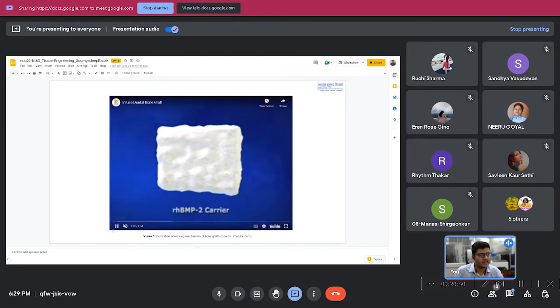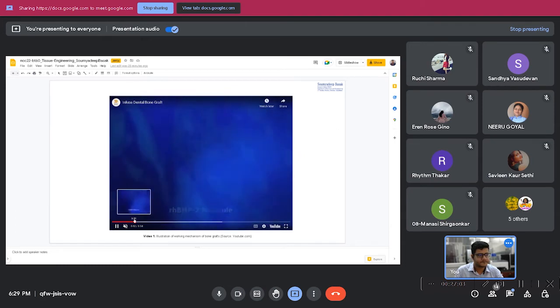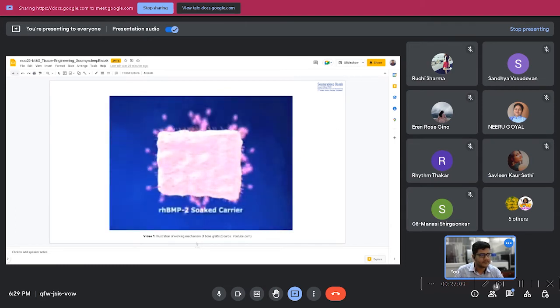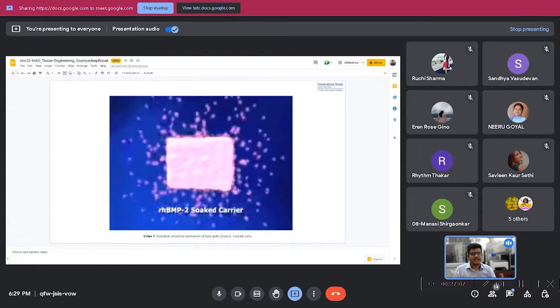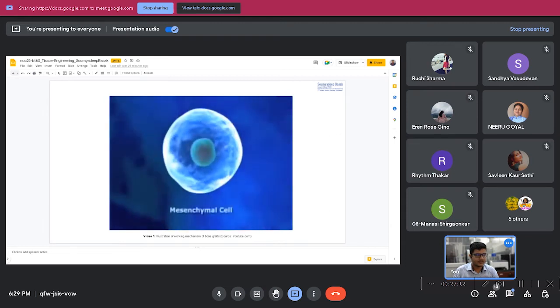So this kind of rhBMP-2, recombinant human BMP-2 carrier sponges, that is, these sponges are externally soaked with rhBMP-2, recombinant human BMP-2 proteins. So this kind of sponges are externally soaked, and then you will see, this is the rhBMP-2 molecule, right? See, this kind of soaked carriers are first treated. This is the infuse scaffold.